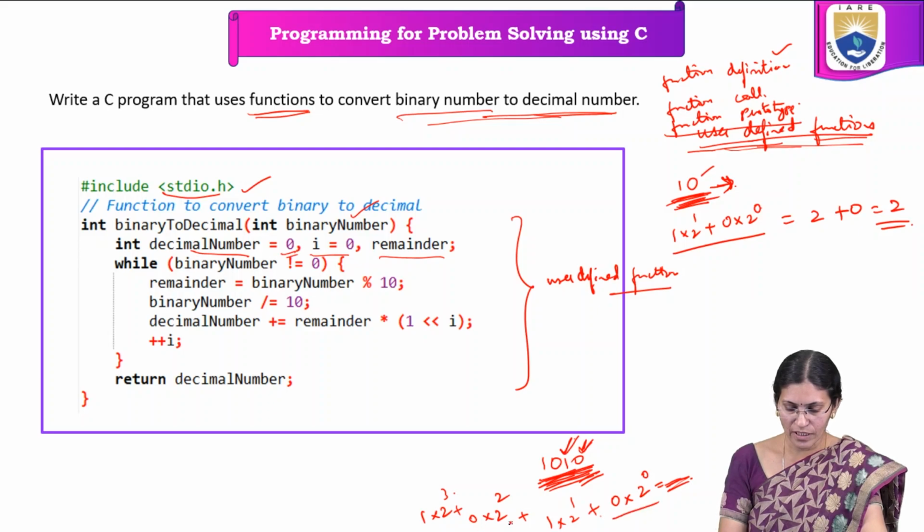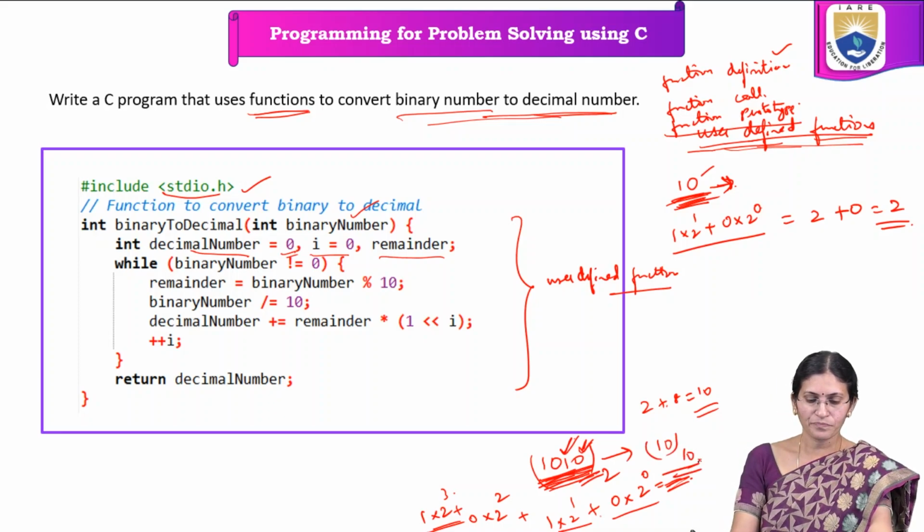The zero terms vanish, so only these two values are available, and they will be added. 2 power 1 is 2, plus 2 cube is 8, which is equal to 10. So the base 2 number corresponds to this value.